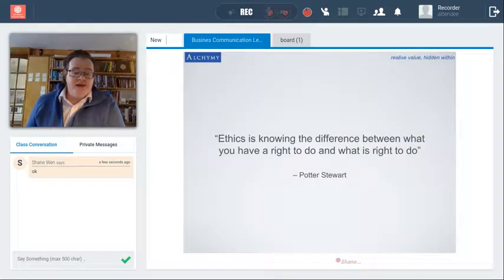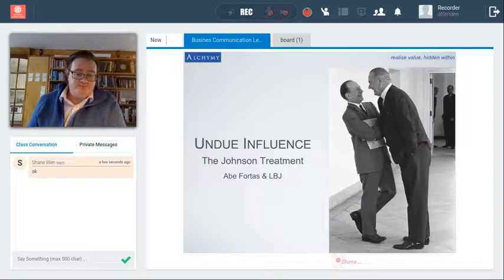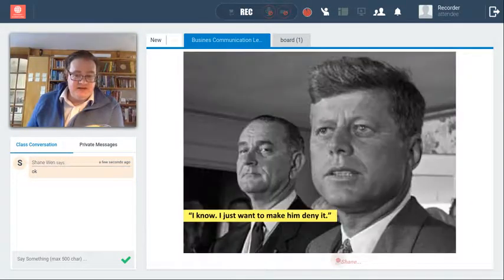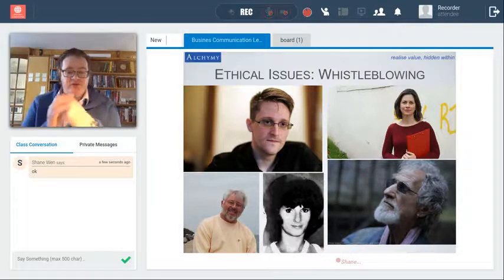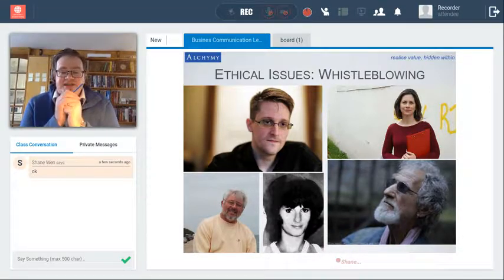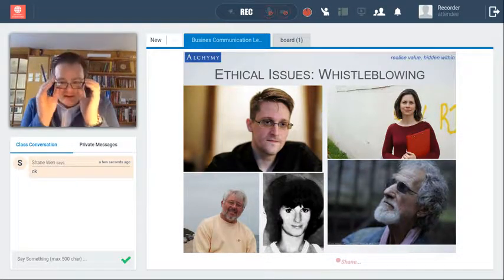So let's just move on then and finish with the whistleblowing aspect. Ethics is knowing the difference between what you have a right to do and what is right to do. I'll talk about Lyndon Johnson in a second, but I just want to show you these 5 people here. These are whistleblowers. Some of them you may recognize.